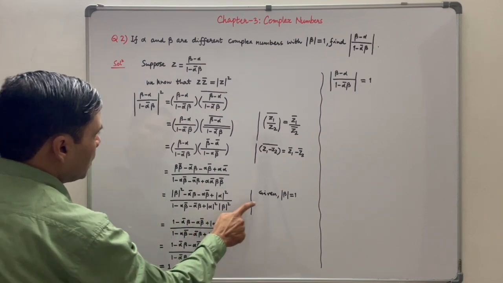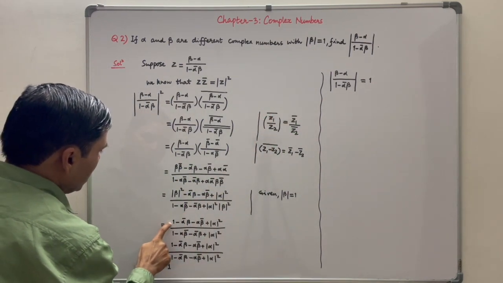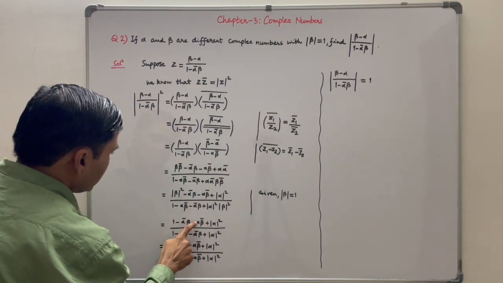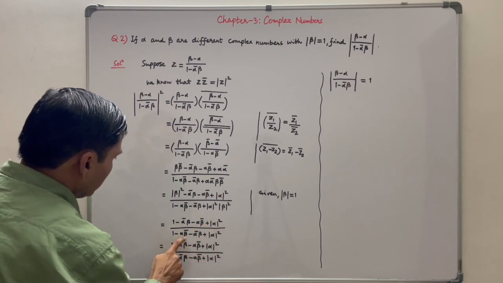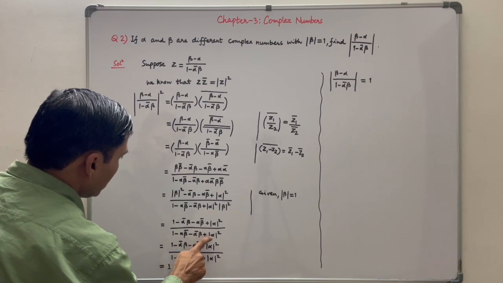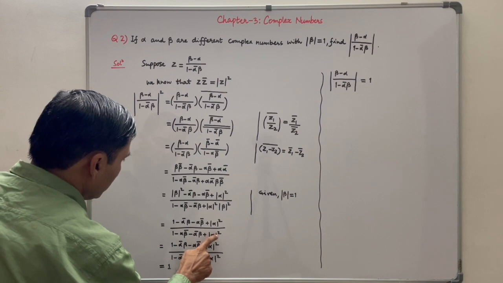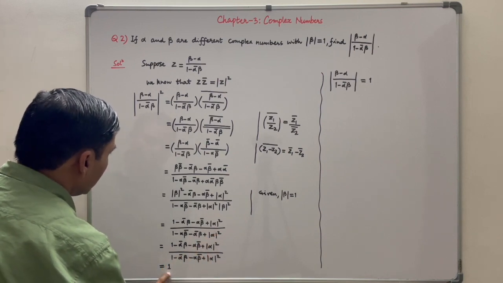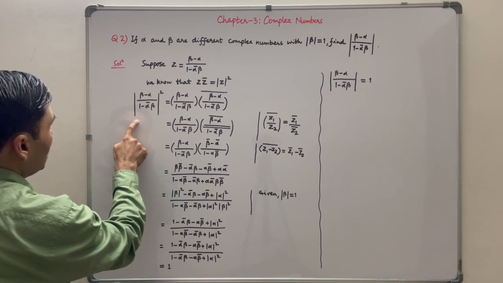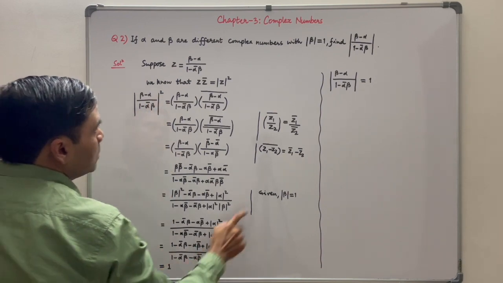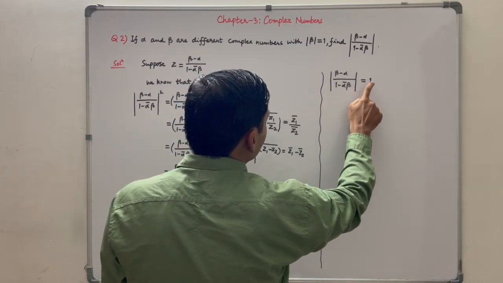Now put the value mod beta is equal to 1, as it is given. So it will become 1 minus alpha bar beta minus alpha beta bar plus mod alpha square, upon 1 minus alpha beta bar minus alpha bar beta plus mod alpha square. Now numerator and denominator are exactly the same, so the result will be equal to 1. So mod of beta minus alpha upon 1 minus alpha bar beta whole square is equal to 1. So mod beta minus alpha upon 1 minus alpha bar beta is equal to 1.